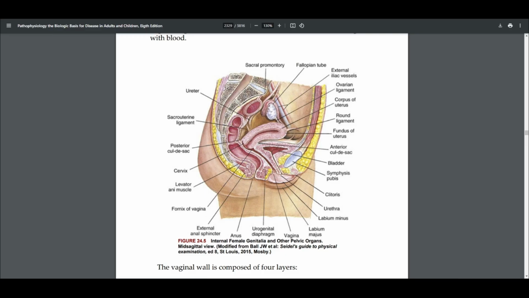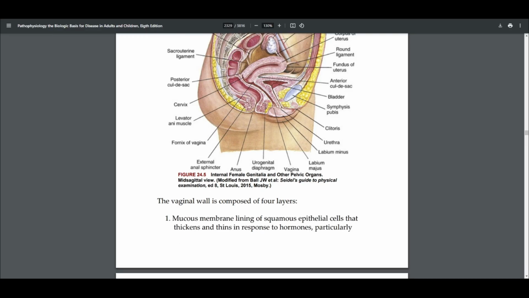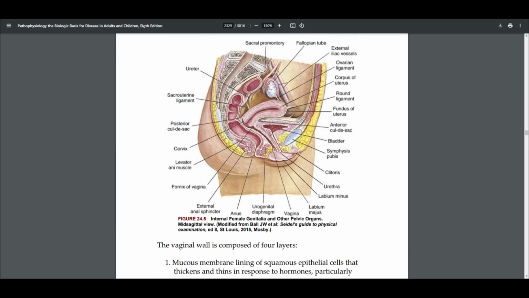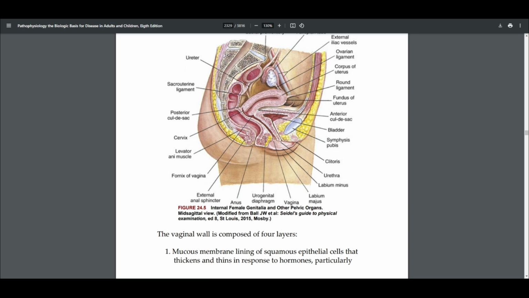The vaginal wall is composed of four layers, the first being mucous membrane lining. Sorry, before I get into that, here's a good spot to hit pause if you need a refresher of your anatomy. Again, if I'm ever going too quickly, please pause.